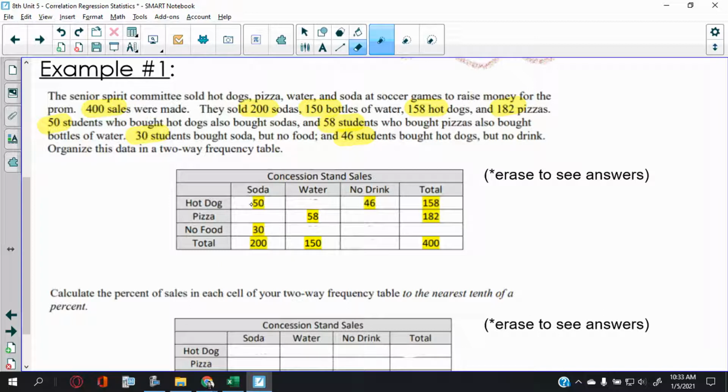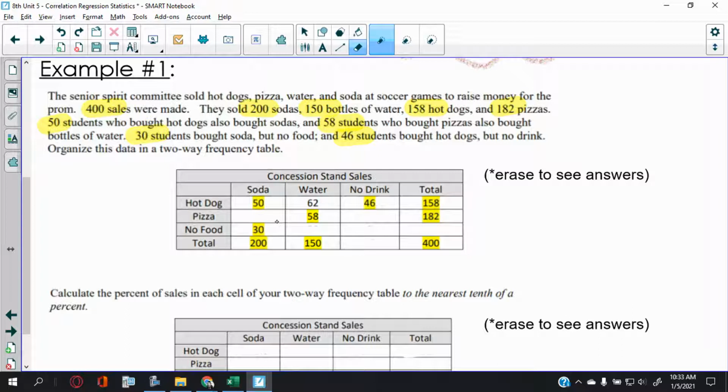So for someone who got a hot dog with a soda, or no drink, the total number of people who had hot dogs was 158. 50 of them had soda, 46 of them had no drink. How many of them had water with a hot dog? How would you find out? You just take 158 and subtract 50 and 46. That'll give you 62. So far so good.